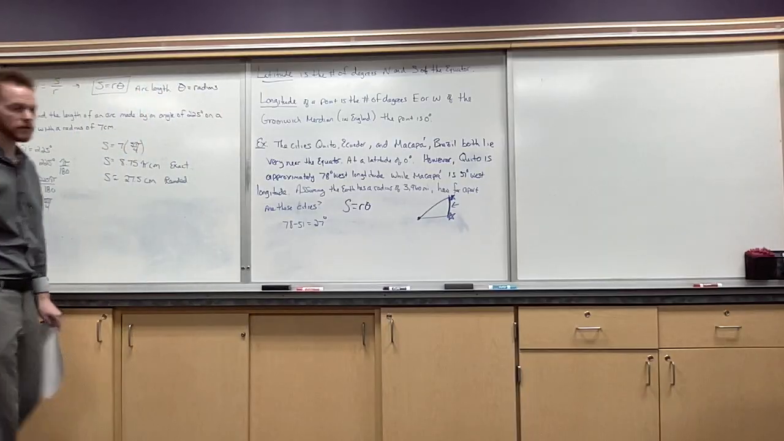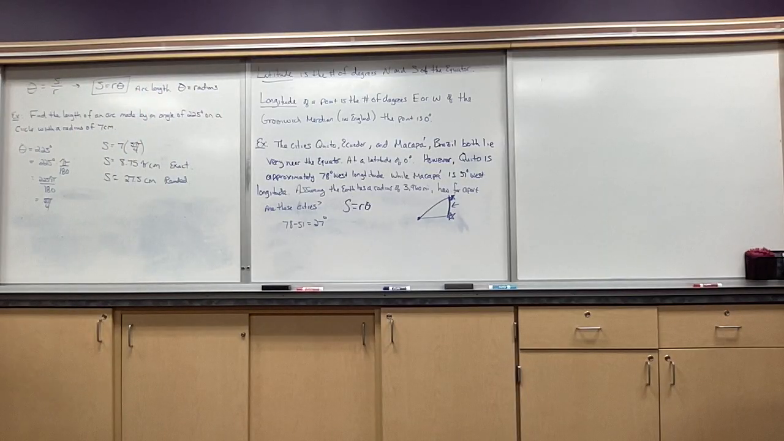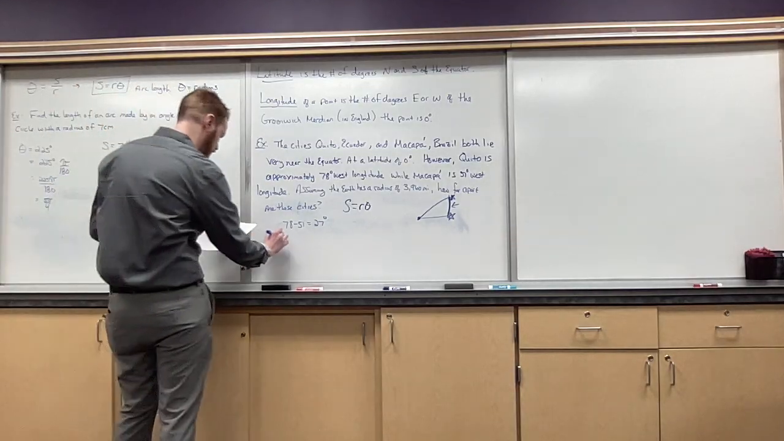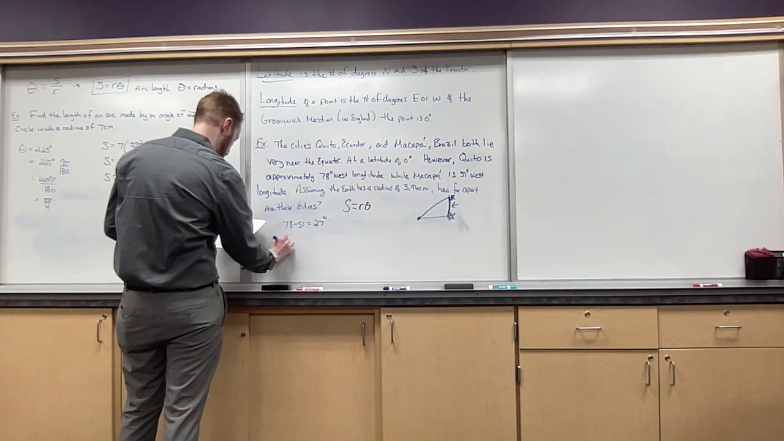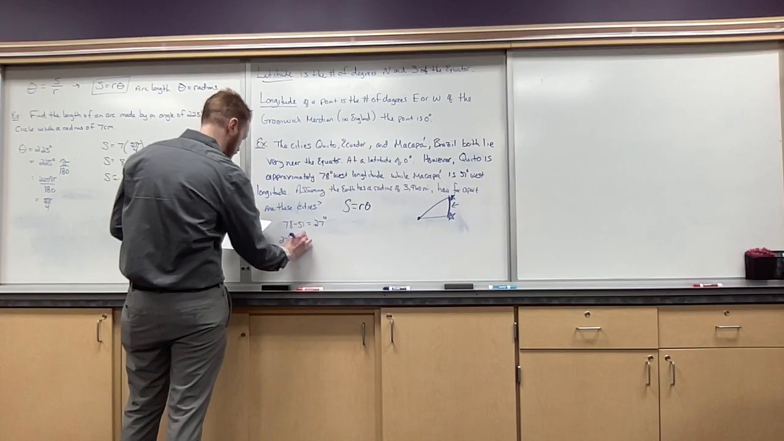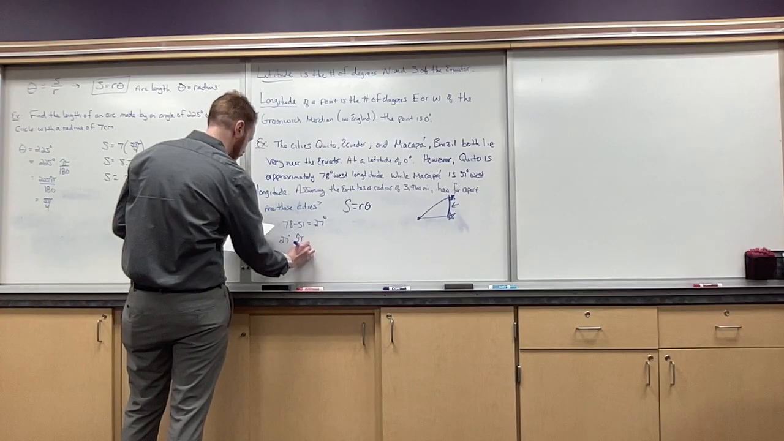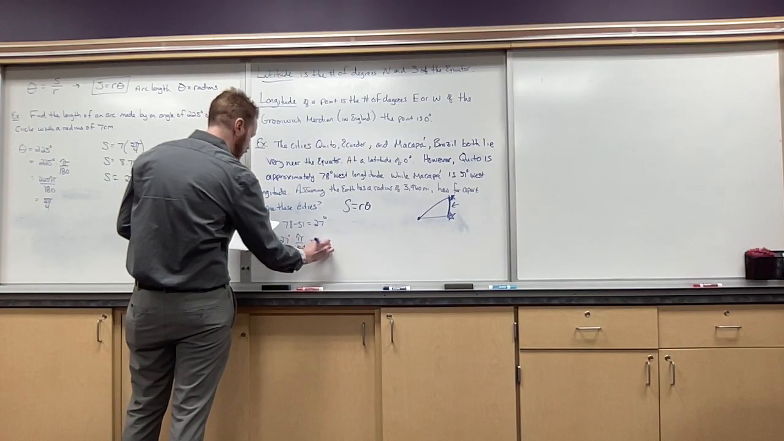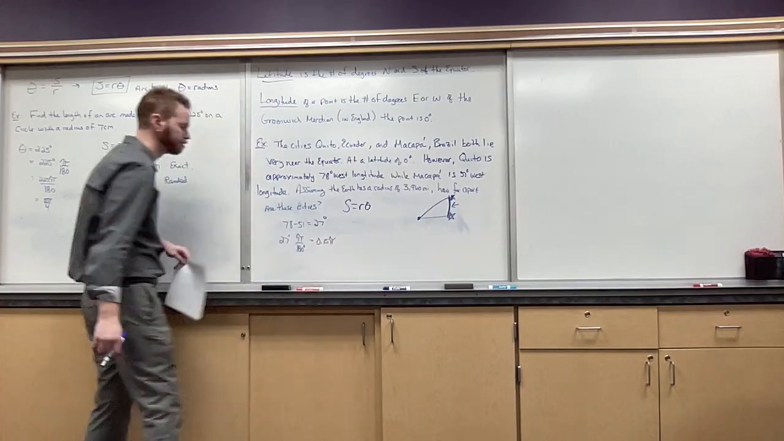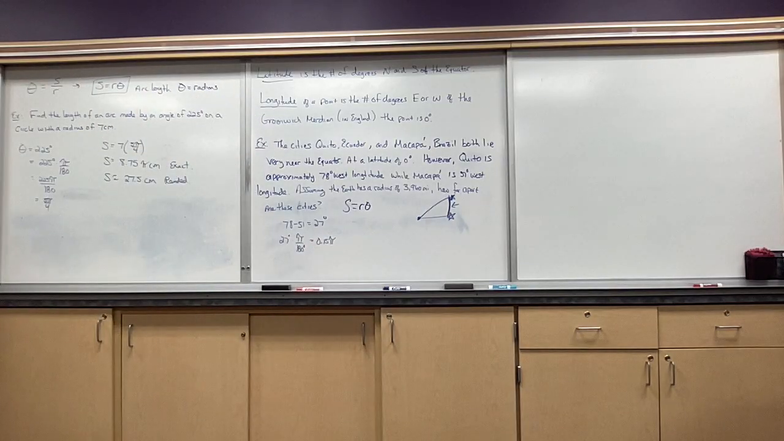That gives me 27 degrees. Now to use that formula, just like over here, I have to have it in radians. So let's convert that to radians. We're going to get 27 degrees times pi over 180. Okay, we get 0.15 pi. And that's what I'm going to use for my calculation.